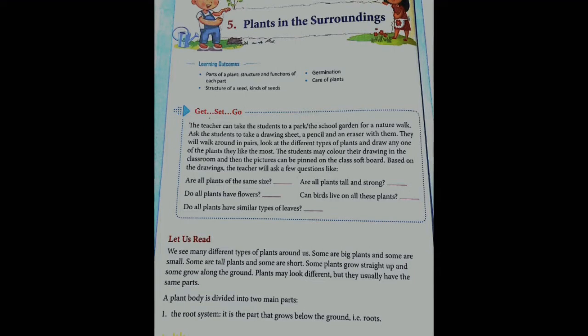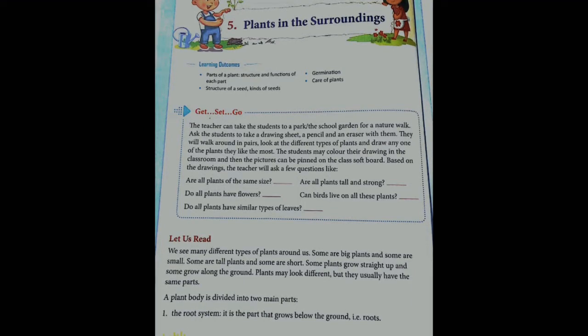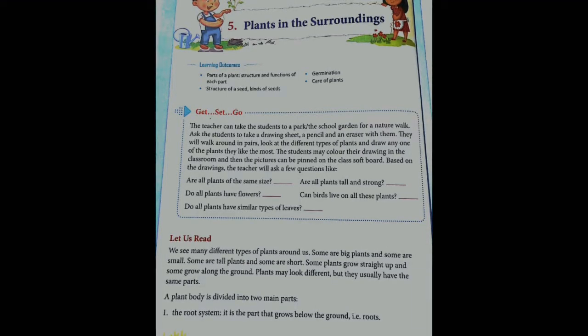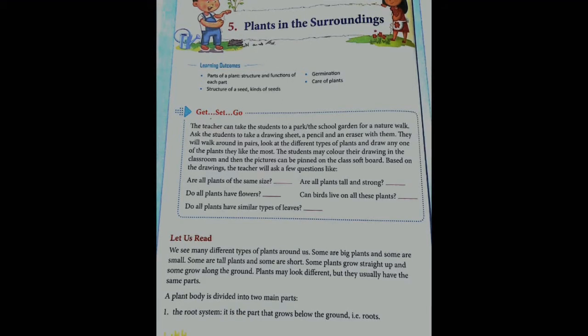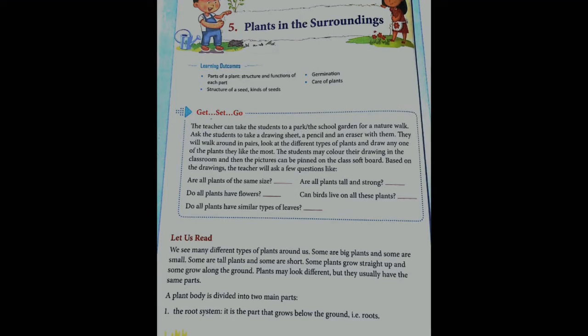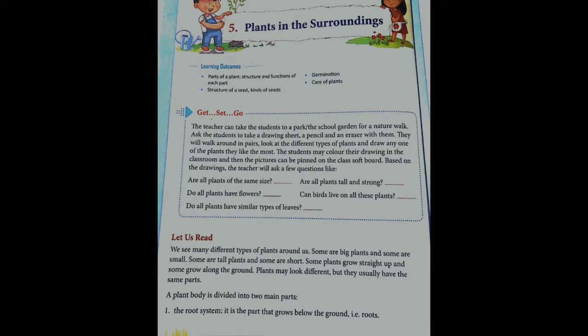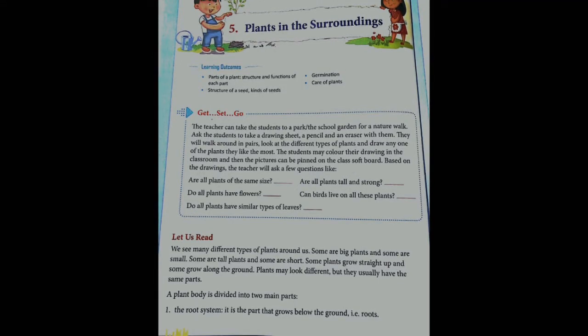Some plants are big and some are small. Some are tall and some are short. And some plants grow straight while others grow along the ground. So plants look different, but they usually have the same parts. A plant body is divided into two main parts, that is the root system and the shoot system.